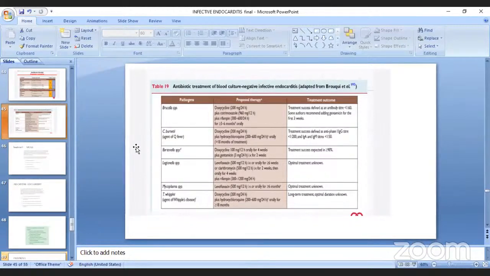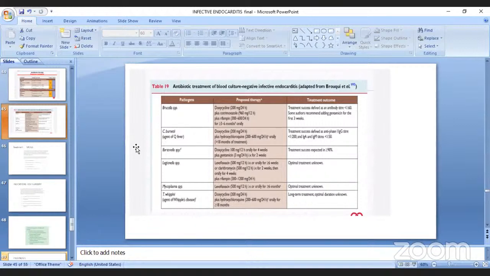For Coxiella burnetii, you have to remember that in the major criteria, if even one culture is positive for C. burnetii, you will label that patient as infective endocarditis. So you have to remember, the treatment for Coxiella burnetii is doxycycline plus hydroxychloroquine. For Bartonella, it is doxycycline with gentamicin.